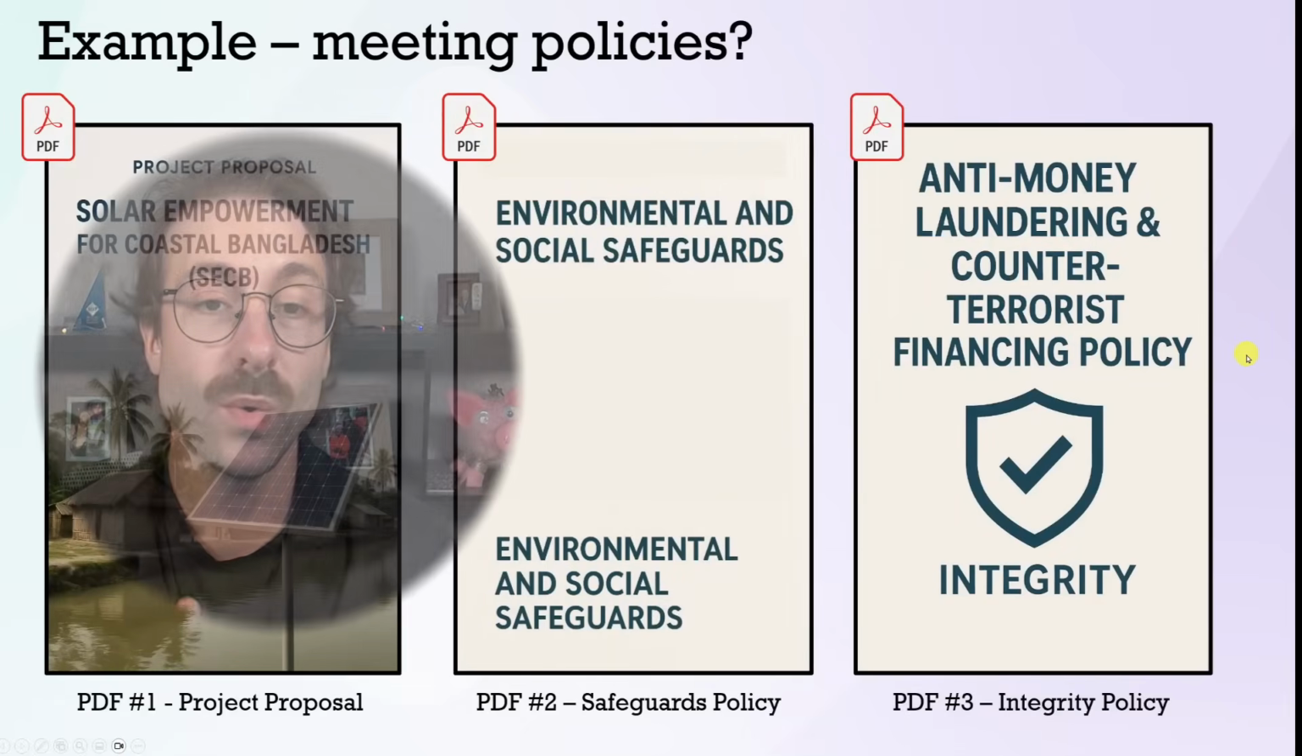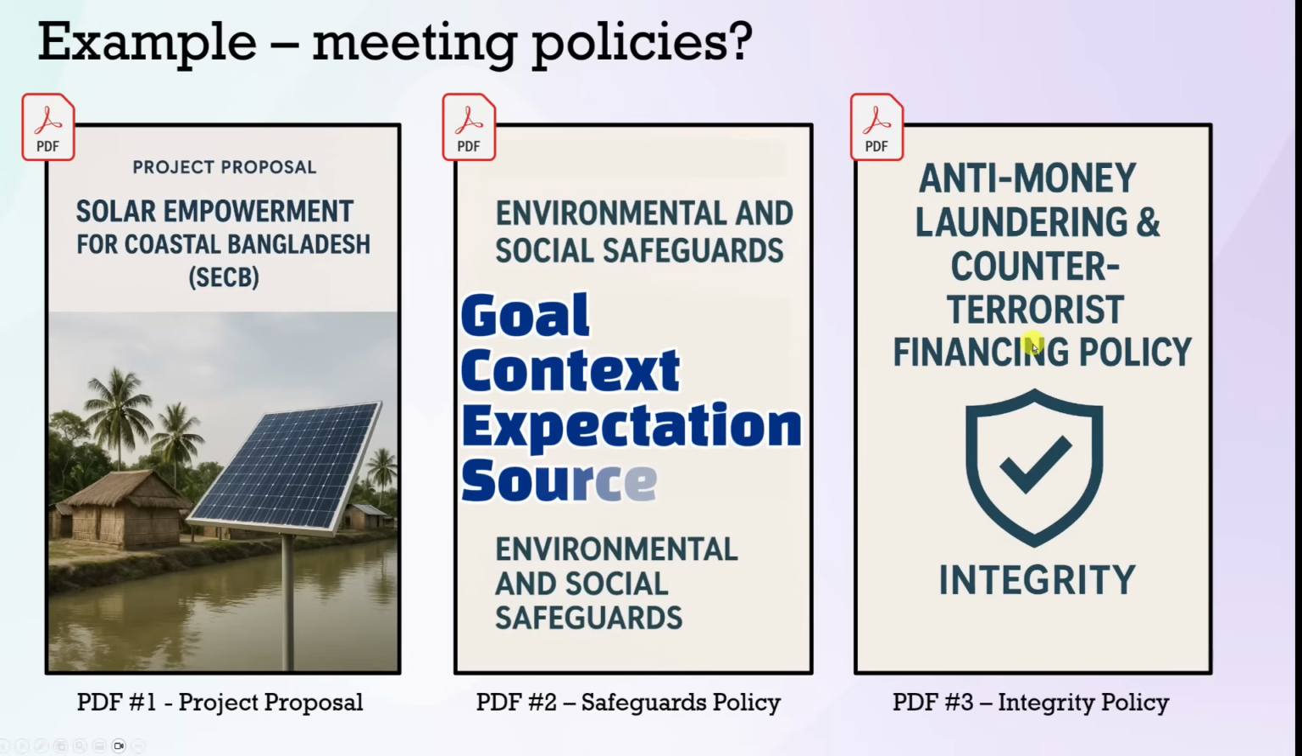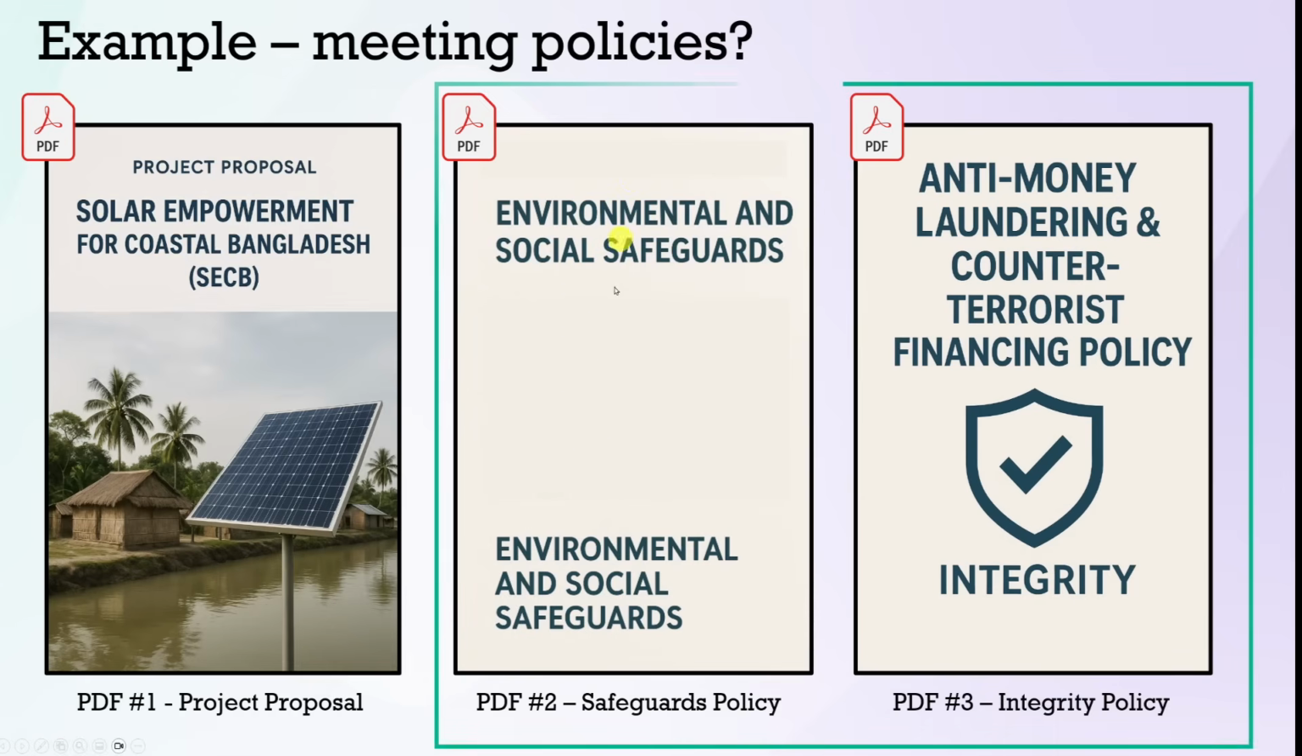All right, so something else I want to show you. Now we've seen only one PDF. We have this project proposal to the left here. But what if we want to analyze if this project meet our internal policies, right? We would like to double check, and AI can help us just do that, right? And once again, we're going to go with the goal, context, expectation, source, prompt formula, right? So we are going to analyze this one in the middle, the environmental and social safeguards.